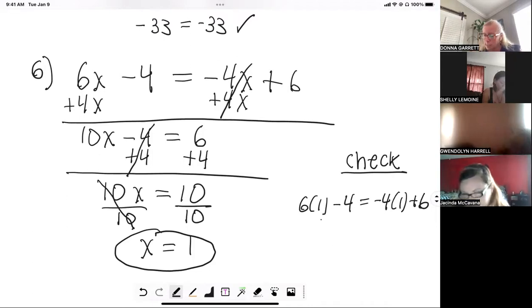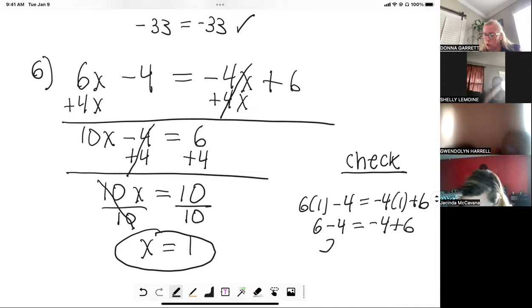So 6 times 1 is 6 minus 4 is equal to negative 4 times 1 is negative 4 plus 6. And 6 minus 4 is 2. And negative 4 plus 6 is really 6 minus 4, which is 2. And I know I have my right answer.